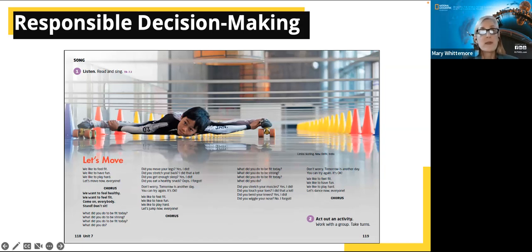And also, if the types of activities are ones that they can practice in their own lives, then they're more likely to practice it daily and develop a lifelong positive habit, such as exercising regularly, choosing healthy foods, and managing their time. So I hope these examples have helped you see that there are a variety of ways that you can integrate SEL instruction in your classes that don't require you to have a separate SEL lesson plan or a separate SEL class period. So thank you very much.